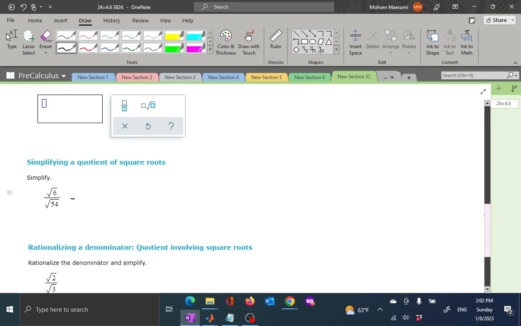Simplifying a quotient again. We can write it as 6 over 54, and then we can simplify by a factor of 6, and then we notice that 9 is a perfect square, and then we write it like that. So again, the main issue to learn is the idea of simplification.